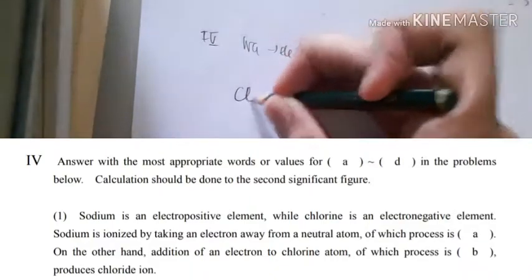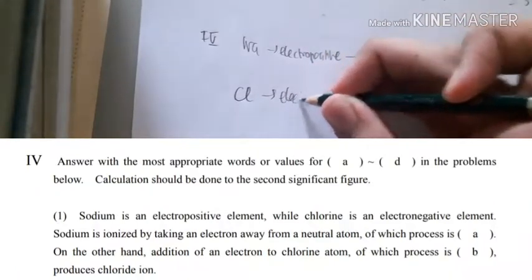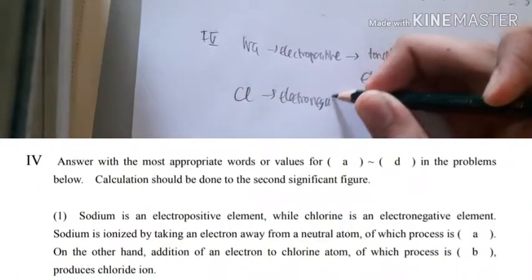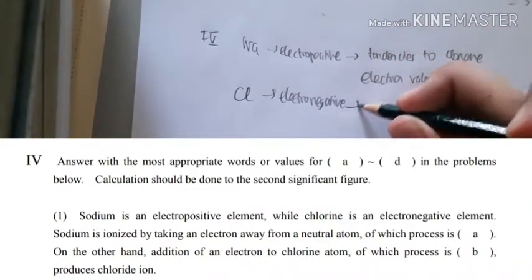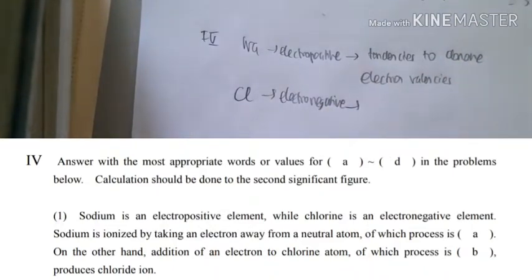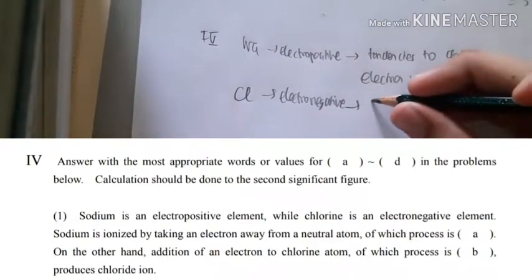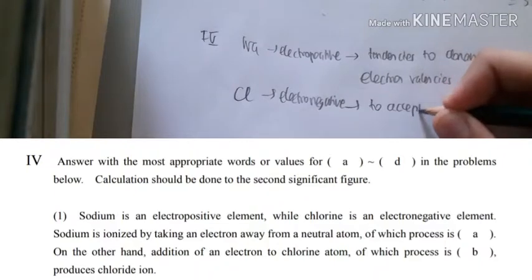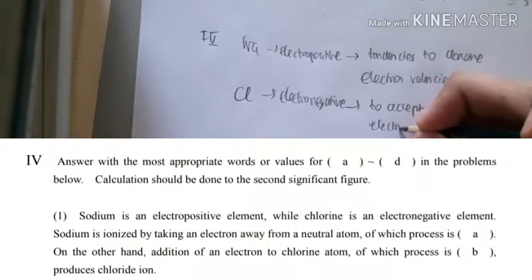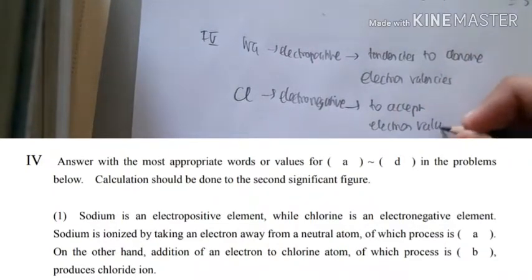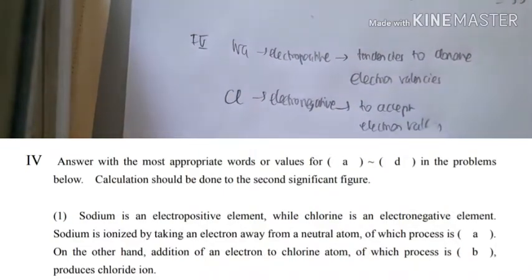And they say that chlorine is electronegative. So electronegative is the element that has a tendency to accept electron valencies from each other. That's why sodium and chlorine can connect with each other and become a compound.